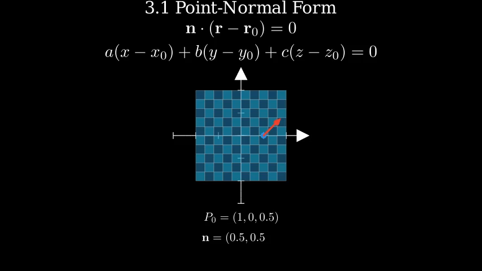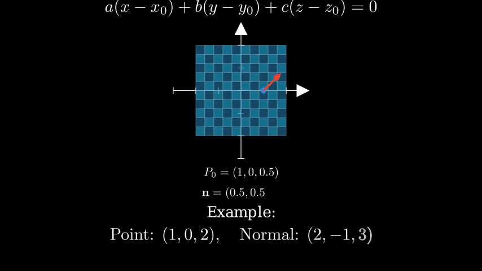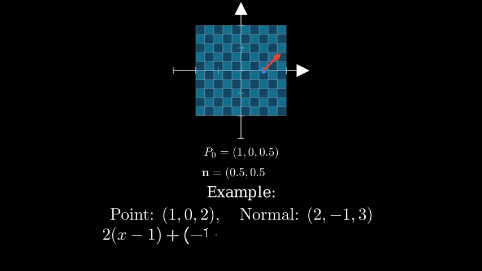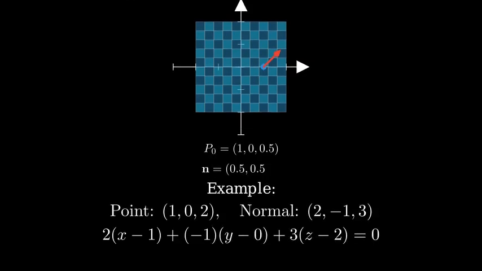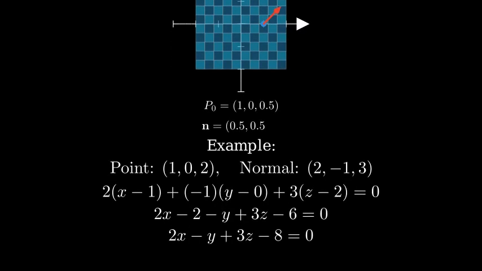Let's work through an example to make this clearer. Suppose we want to find the equation of a plane that passes through the point 1, 0, 2 and has a normal vector 2, minus 1, 3. Substituting into the point normal form, we get 2 times (x minus 1) plus minus 1 times (y minus 0) plus 3 times (z minus 2) equals 0. Expanding, we have 2x minus 2 minus y plus 3z minus 6 equals 0, which simplifies to 2x minus y plus 3z minus 8 equals 0.